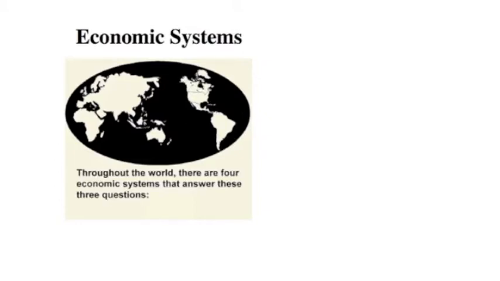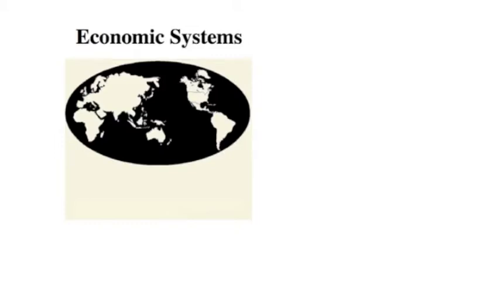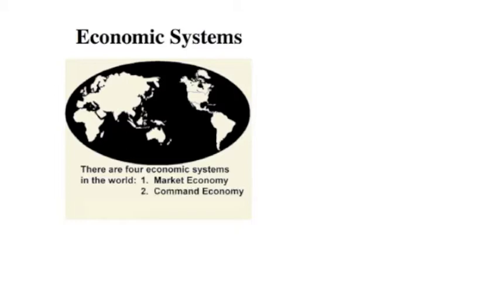Throughout the world, there are 4 economic systems that answer these 3 questions. What goods and services should be produced? How should these goods and services be produced? For whom should these goods and services be produced? There are 4 economic systems in the world. 1 is a market economy. 2 is a command economy. 3 is a traditional economy. 4 is a mixed economy.